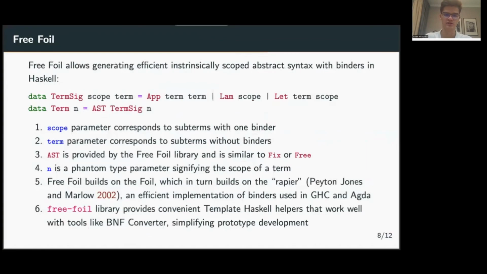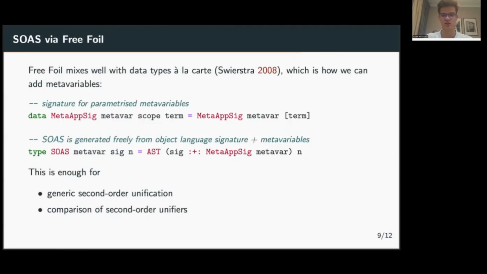The phantom type parameter n is statically tracking the scope of a term. This is a feature of the underlying foil approach, which is in turn a type safety mechanism on top of the rapier, an efficient implementation of the Barendregt convention for bound variables, which is used by the Glasgow Haskell Compiler as well as Agda. Finally, the library implementation of free-foil provides convenient Template Haskell helpers that work well with parser generators like BNF Converter, making it easy to develop prototypes for small object languages.